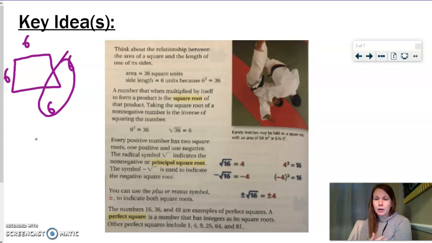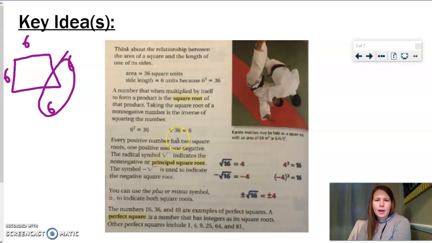So 5 squared, 6 squared. So it's just multiplying it by itself of the product. Taking the square root of a non-negative number is the inverse of squaring the number. So like I said, squaring something and then taking that square root is going to be the opposite of it. So if I take 6 squared, which equals 36, but if I want to take the square root of 36, I go backwards and I think what number times itself would give me 36, and that number is 6.